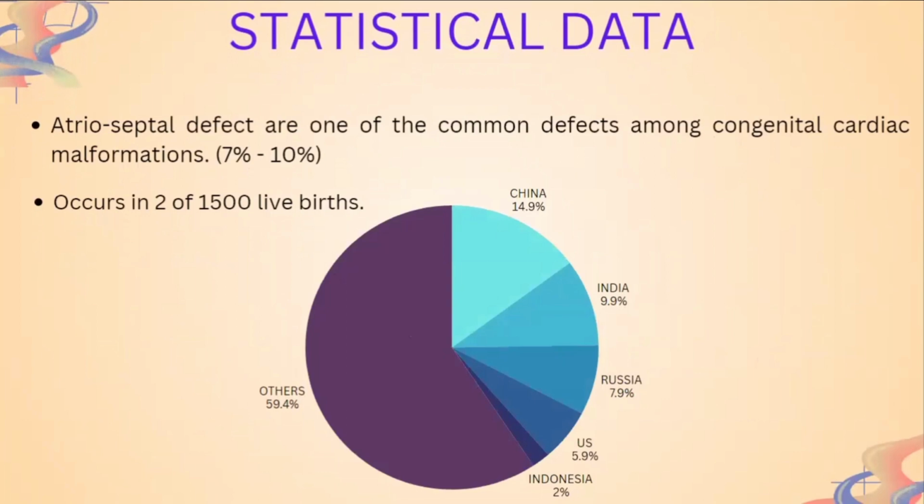Now, what do the stats suggest? Atrial septal defects are one of the common defects among congenital cardiac malformations. In India, around 2 of 1500 live births are of these cases. Worldwide, China is the top country in which around 15% of cases are reported annually, followed by India, roughly around 10%, followed by Russia, US, and Indonesia, and about 60% belong to other countries.